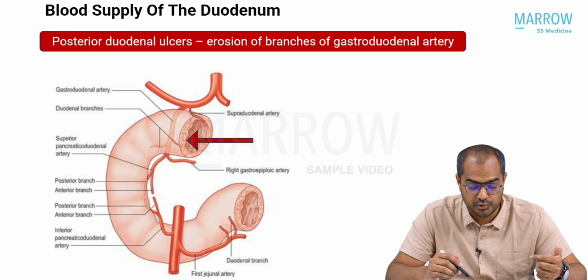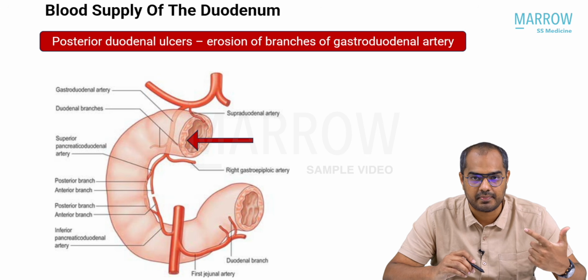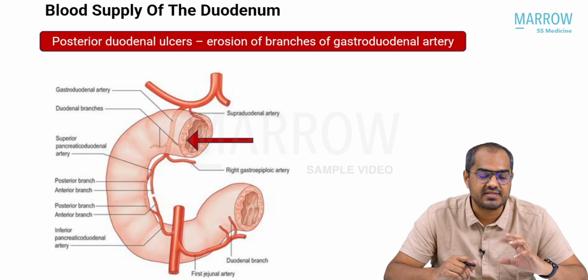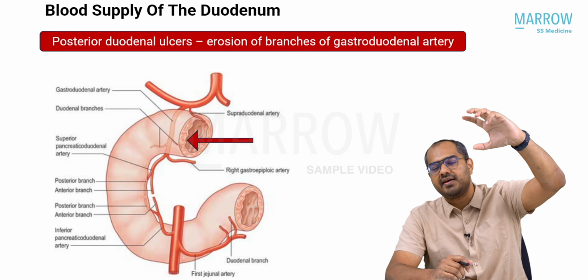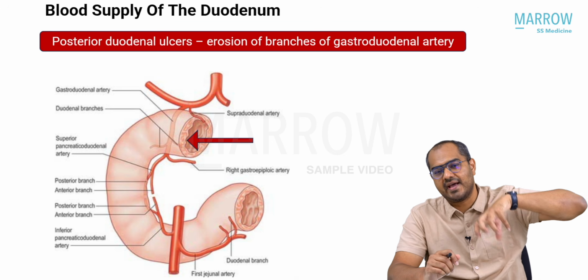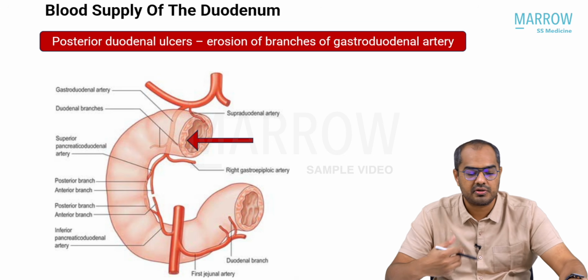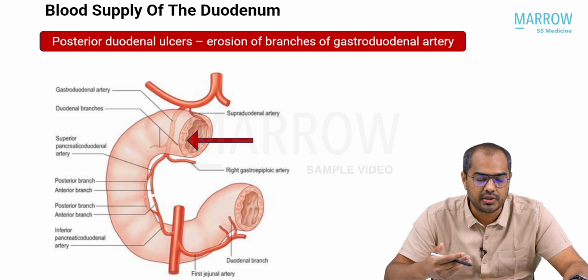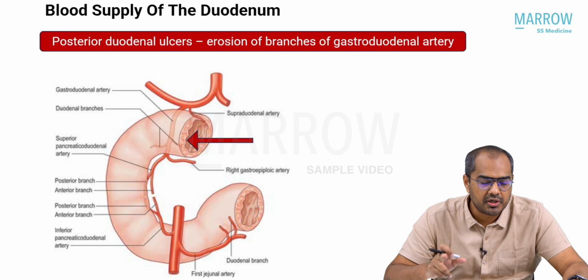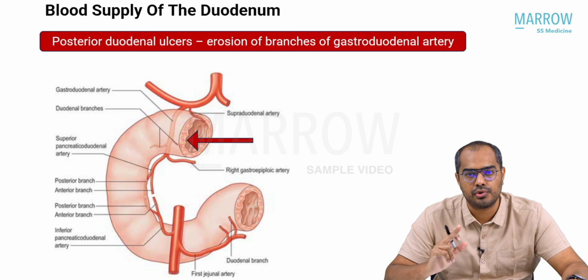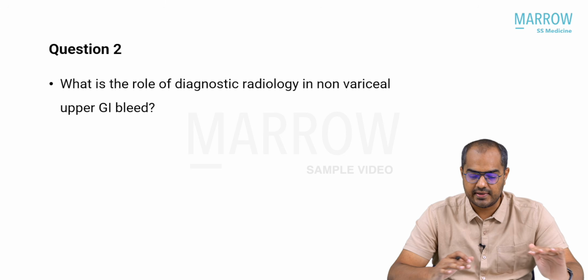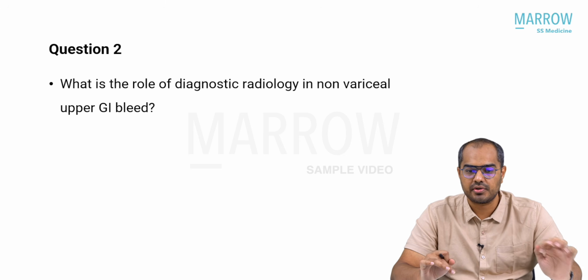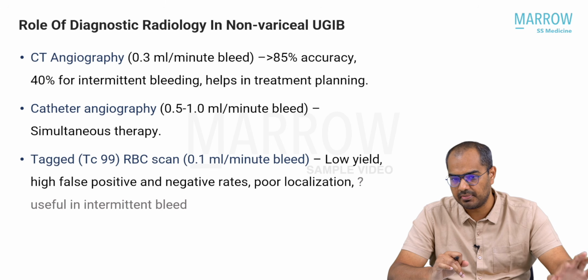The distal part of the duodenum is supplied by the inferior pancreaticoduodenal artery, which arises from the SMA. So the celiac gives the superior pancreaticoduodenal artery and the SMA gives the inferior pancreaticoduodenal artery. You have an arcade, and that's where the duodenum is supplied. But the proximal duodenum is where in most situations you're going to face an ulcer. With this anatomical background, what is the role of diagnostic radiology in non-variceal upper GI bleed?